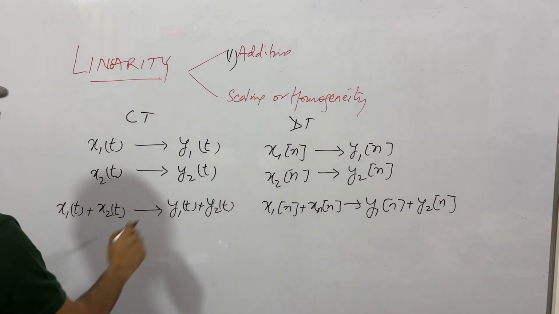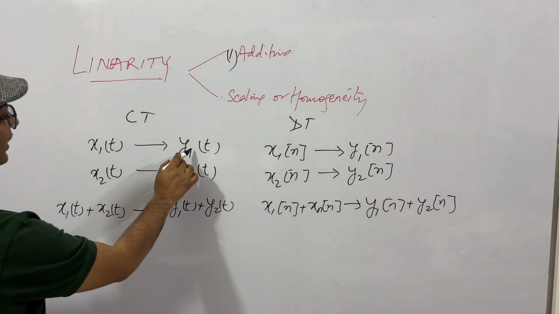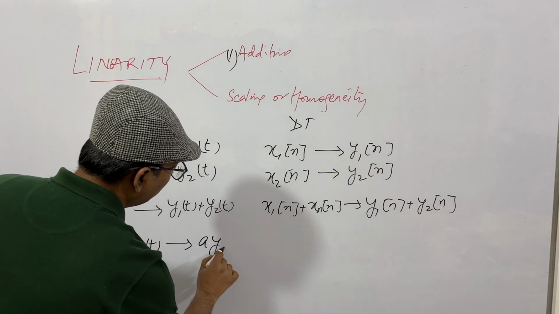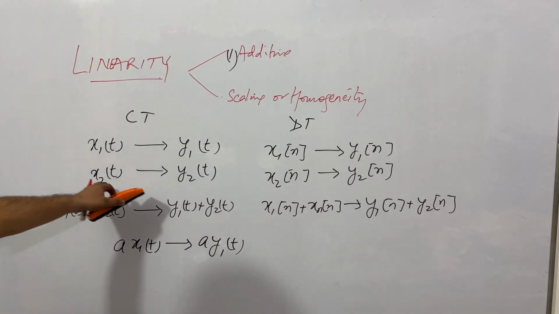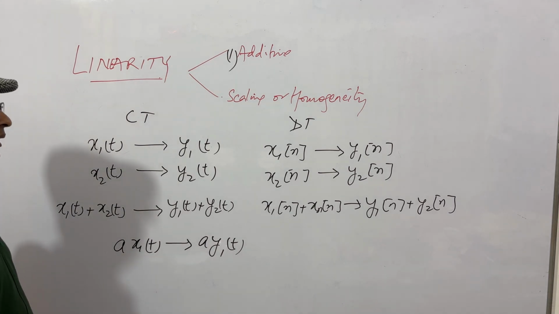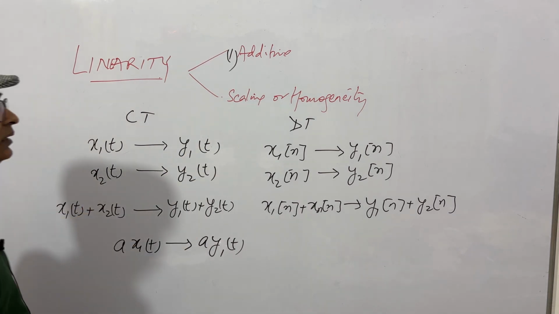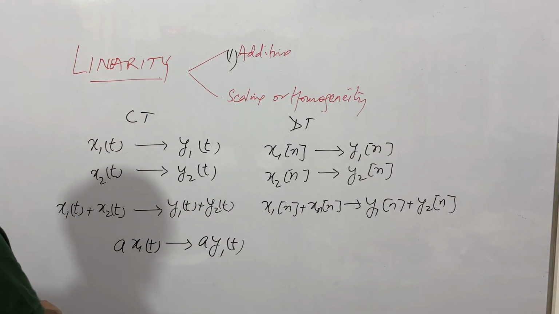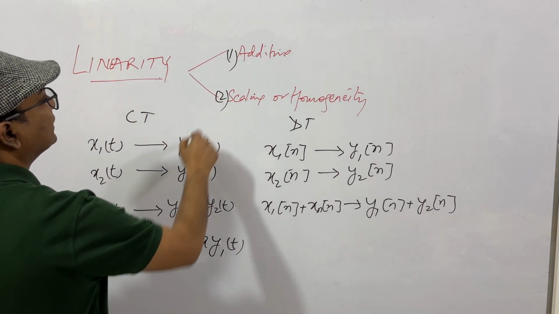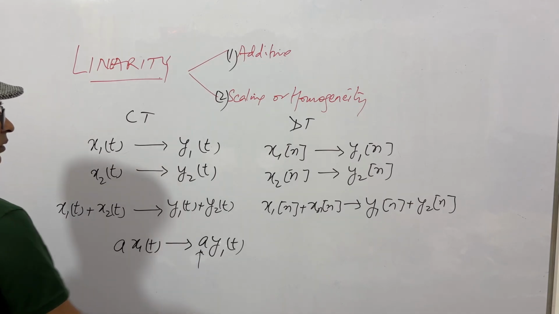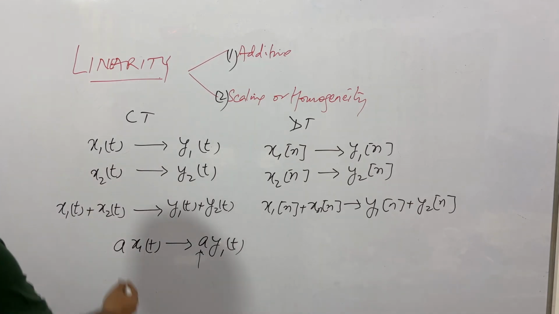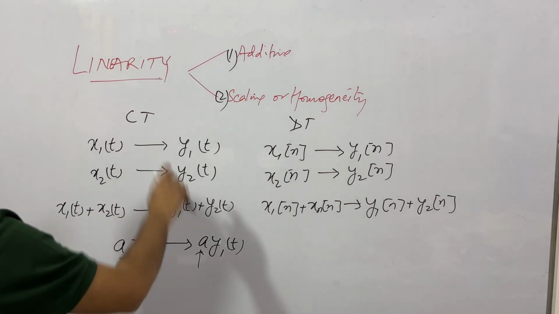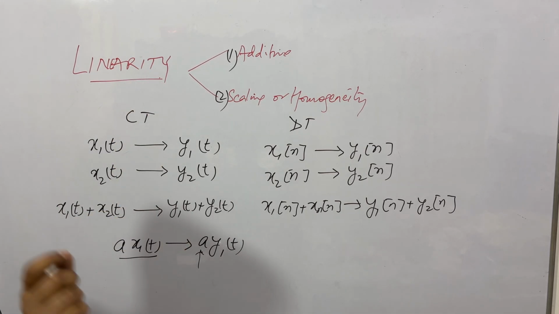The second property is scaling. It means if for x1(t) we have y1(t), then for a·x1(t) we should have a·y1(t), or a·x2(t) should give a·y2(t). Similarly, in discrete time, a·x1(n) should give a·y1(n). Here a is a constant, real or complex. This second property is called scaling or homogeneity. This constant actually scales the input: it was x1, so now it is a·x1. If a system possesses these two properties, the system is said to be linear.